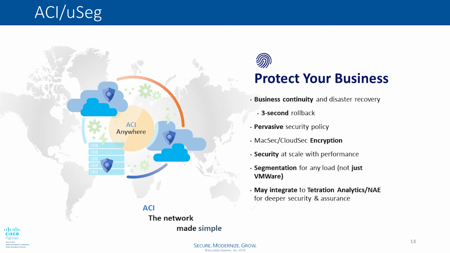Why are ACI and microsegmentation important? It's to protect your business, okay? Segmentation for any kind of load is included in ACI, so you can segment any kind of load, not just VMware, and you can actually integrate Tetration analytics and Network Assurance Engine for deeper security and assurance. We just talked about them, but I'm going to zoom in on microsegmentation in a little bit.